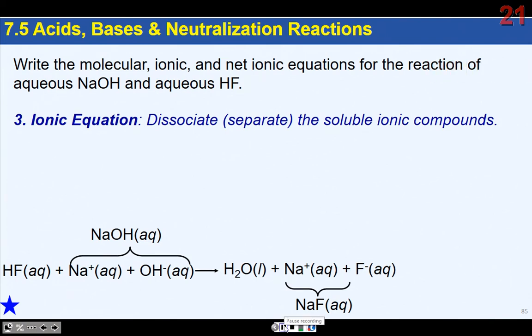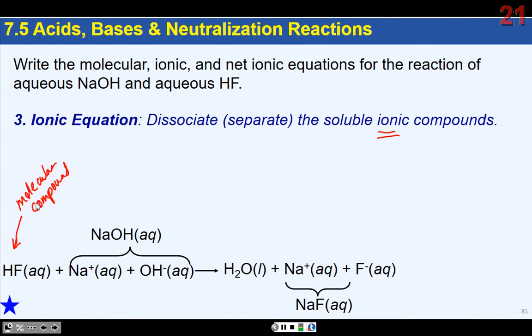This one's a little unusual because this is not an ionic compound. This is a molecular compound, and it's a weak acid. It is aqueous, that means it dissolves, and it's a molecular compound, not a soluble ionic compound. So it's a molecular compound with very little dissociation, honestly. And so we do not separate the ions here, unlike what we might have at first thought.